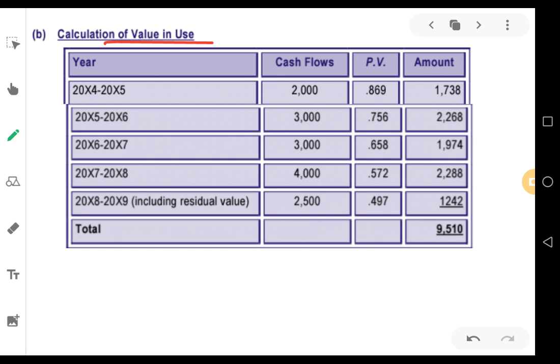You need not worry about present value factors. That will be provided to you in the question paper. 100% damn sure they will give it in the question paper. You need not worry about that.